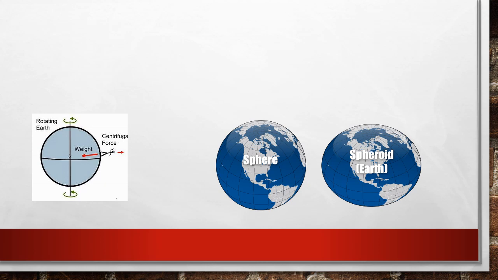As a result of this, the Earth is not a perfect sphere, but it is a spheroid, and it has been termed as an oblate spheroid, meaning that it is like an orange, slightly flat at the top and bulging at the equator.